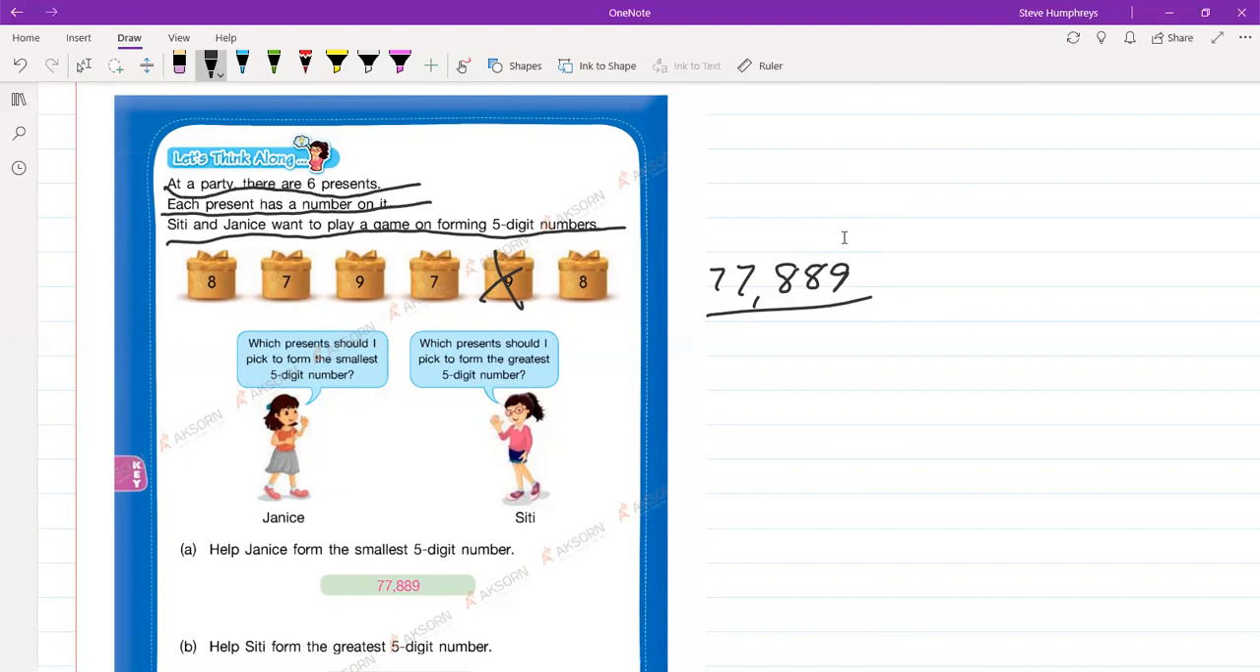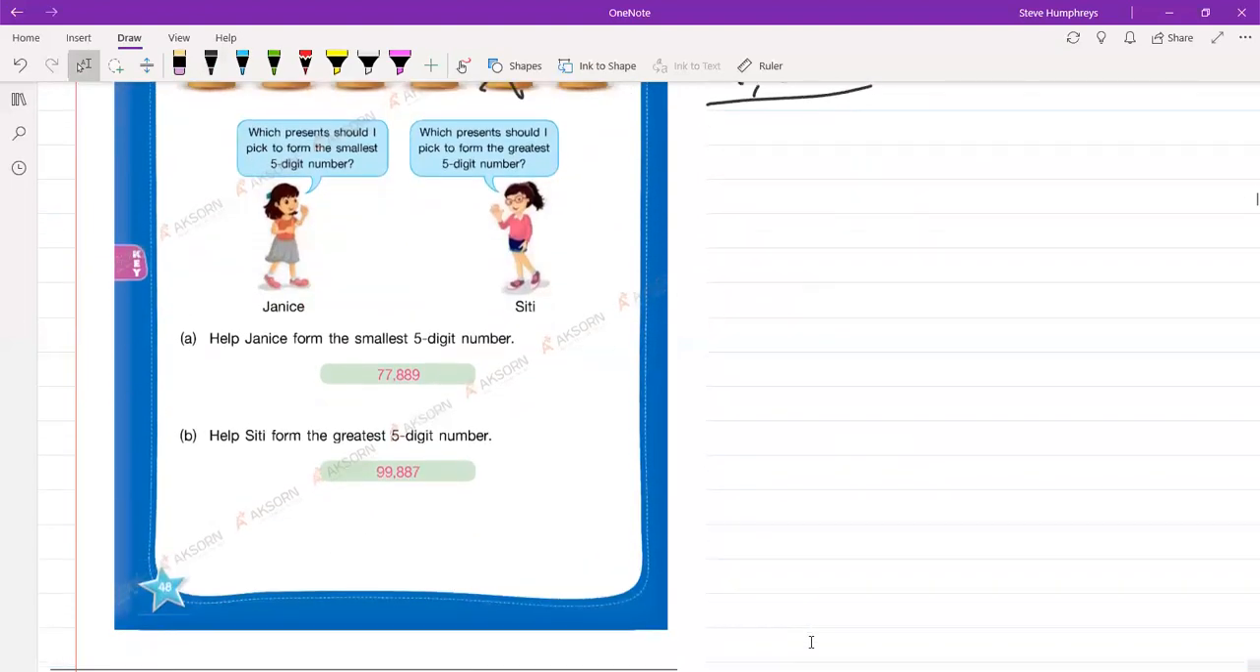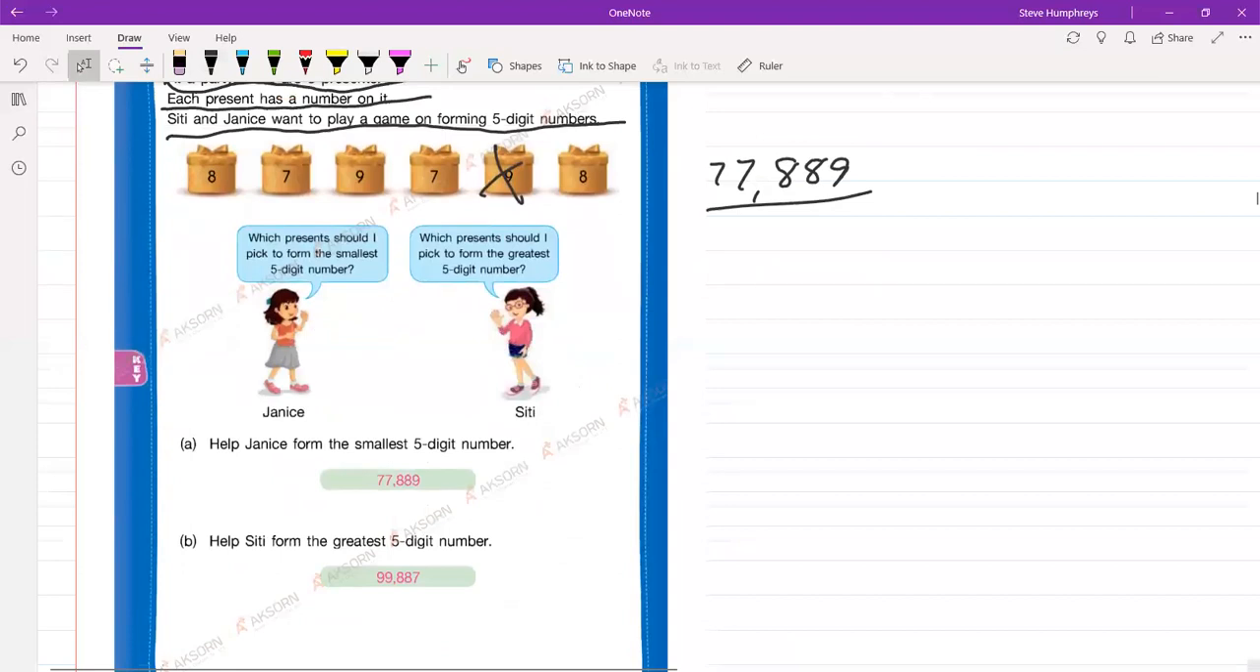And City wants to do the opposite. Help City form the greatest, the largest 5-digit number. So she will use this 9.